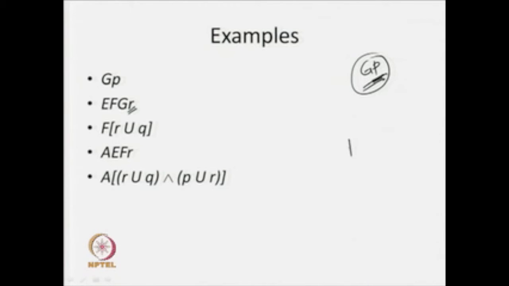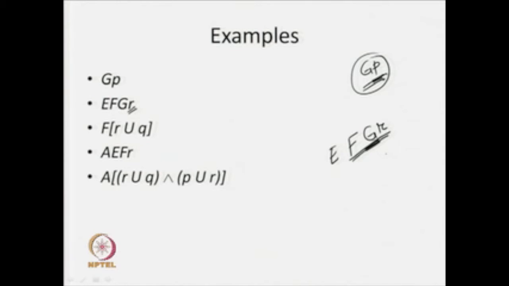FGR: now F is a temporal operator, G is a temporal operator, and R is a CTL formula, because it is an atomic proposition. This particular temporal operator G is not preceded by any path quantifier, directly we are getting F. So this FGR is a temporal formula, no doubt, but it is not a CTL formula. Since it is not a CTL formula, EFGR is also not a CTL formula.